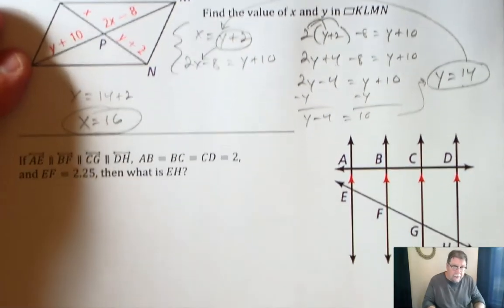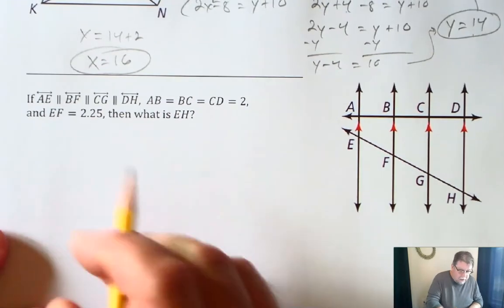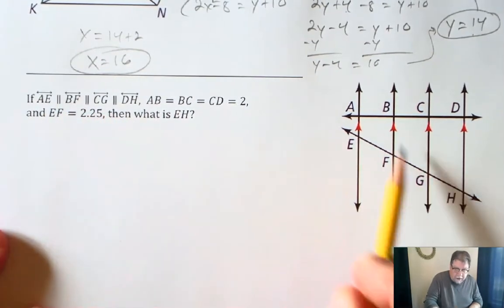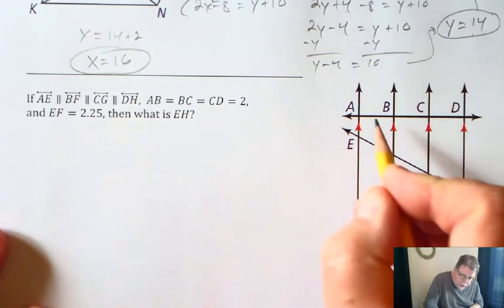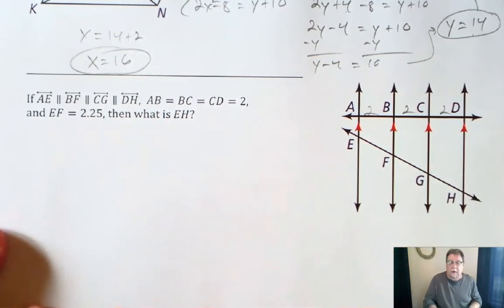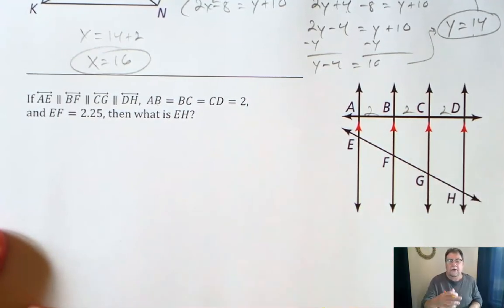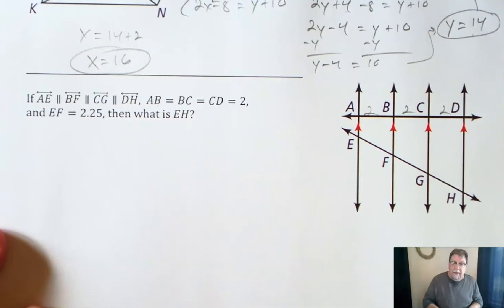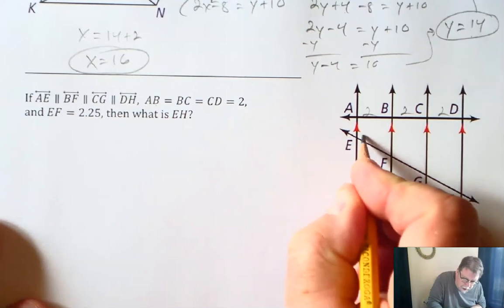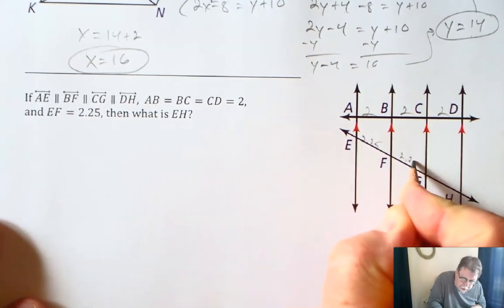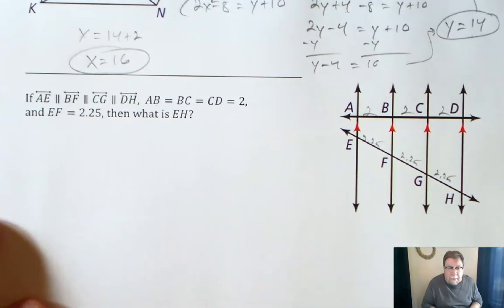Our last example has to do with several parallel lines. So all 4 of these lines are parallel to each other. And it says AB, BC, and CD are all 2. So this transversal is cutting through the parallel lines, creating congruent segments. Therefore, these segments are all congruent. EF is 2.25. That means that's 2.25, and that's 2.25 as well, because of the property.